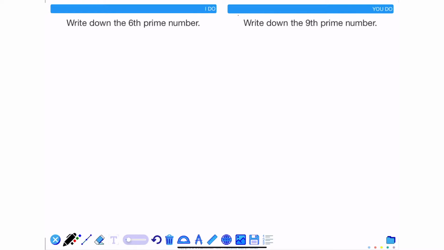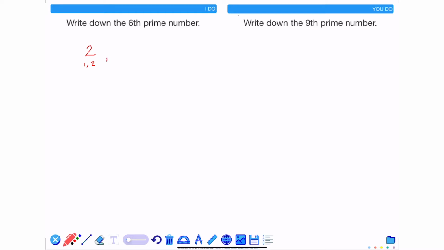In this video, we're going to be learning about prime numbers. A prime number is one where it only has two factors. The smallest prime number is 2. Its factors are 1 and 2. That's what makes it prime. These are the only two numbers that will divide into 2 without any remainder.